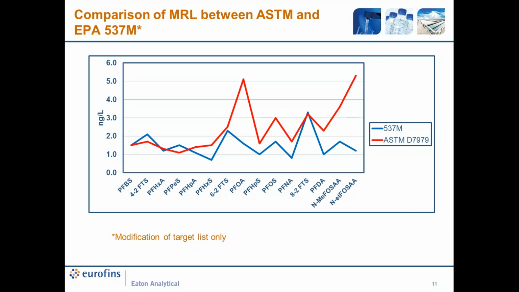The ASTM method was run on a fairly new instrument, and the EPA method on an older instrument. Lower MRLs for the ASTM method are possible on even newer, more sensitive instruments, but I did not include any of that data.